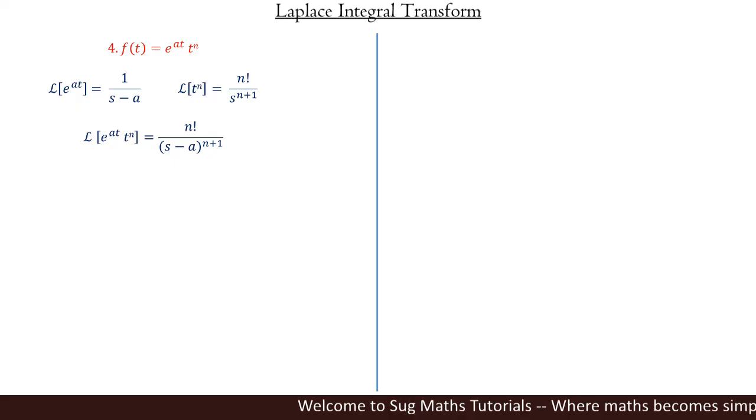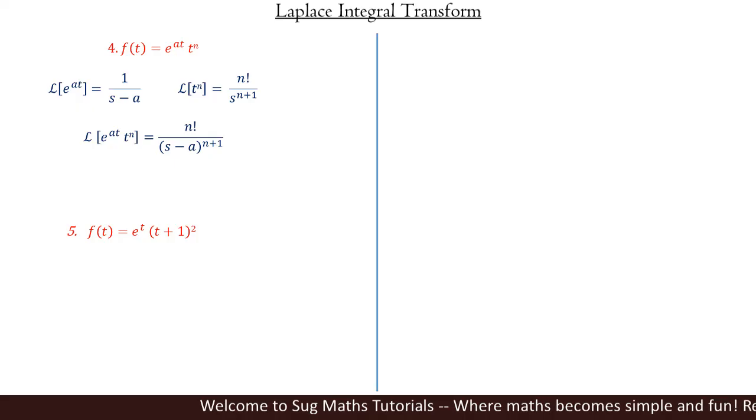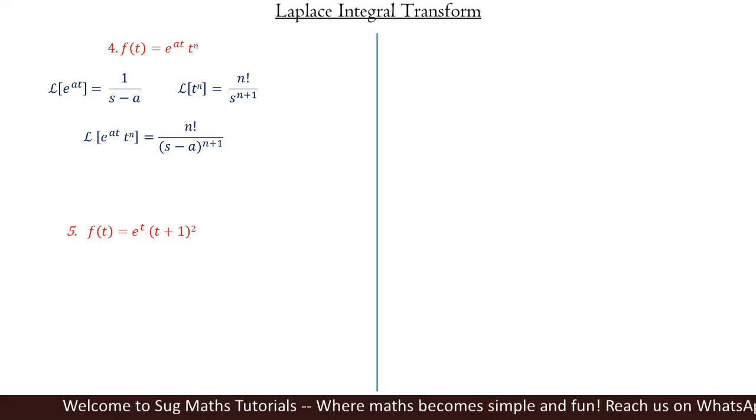Number 5, we have f of t is equal to e raised to the power of t times (t plus 1) squared. Okay, e raised to the power of t, open the bracket, t plus 1, close the bracket, raised to the power of 2. Now, what do we do here? First, we have t plus 1 squared.